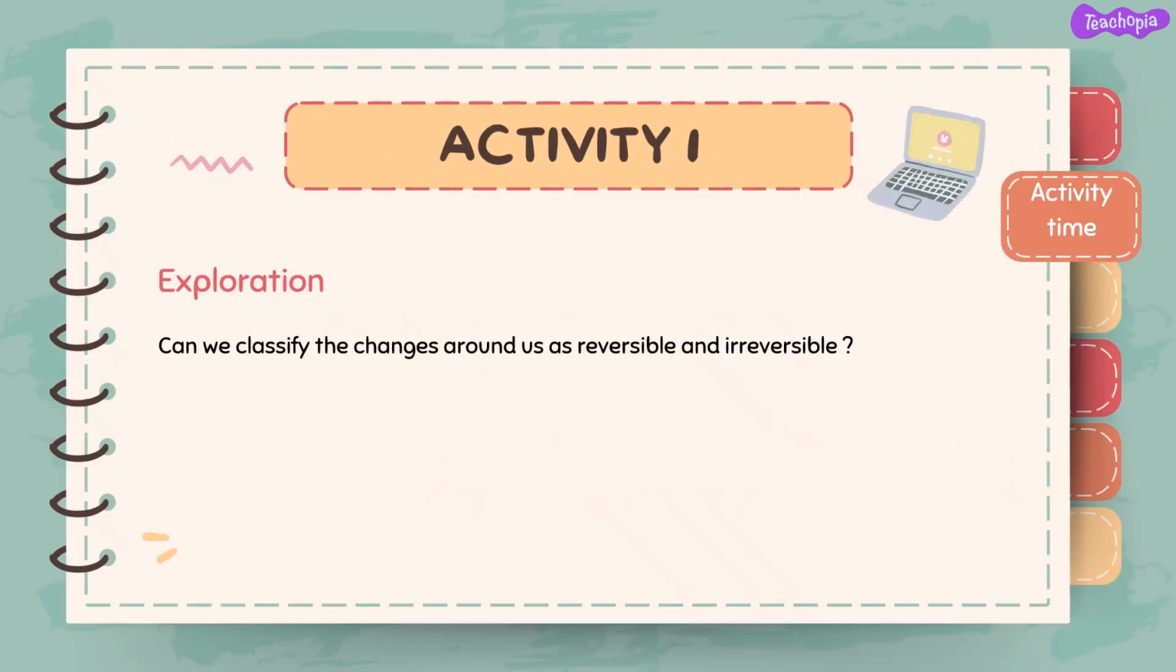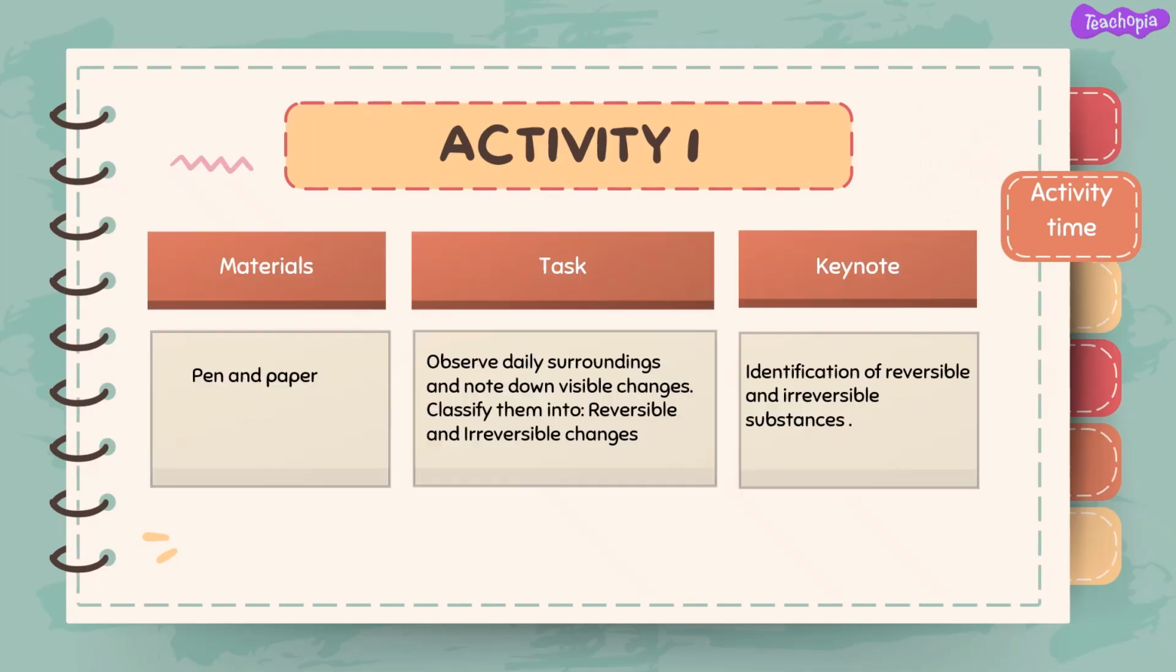Students begin their first activity by observing changes in their daily surroundings, like tearing paper, melting ice, or rusting iron, and classifying them as reversible or irreversible.